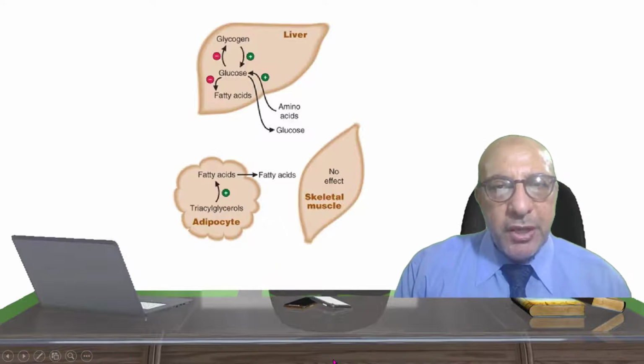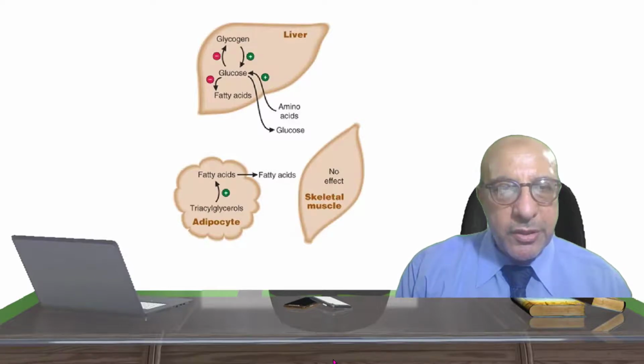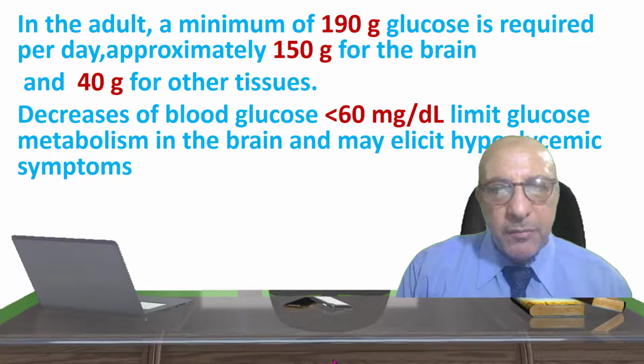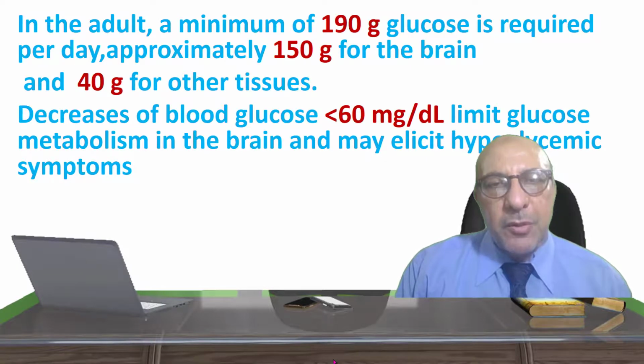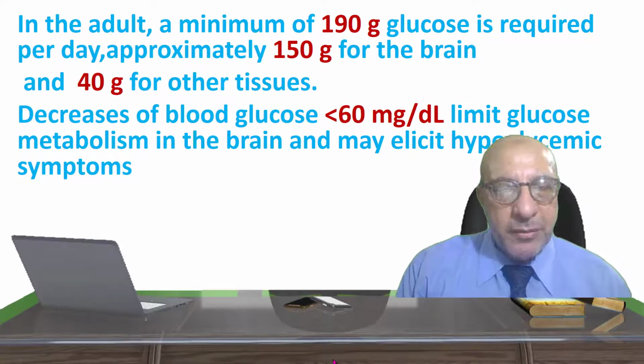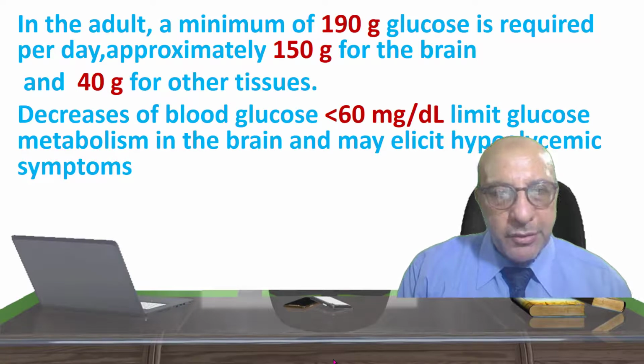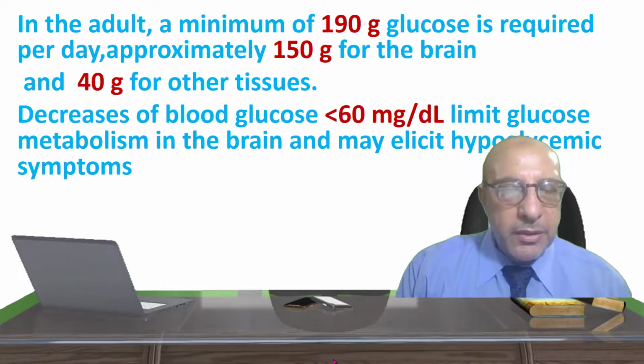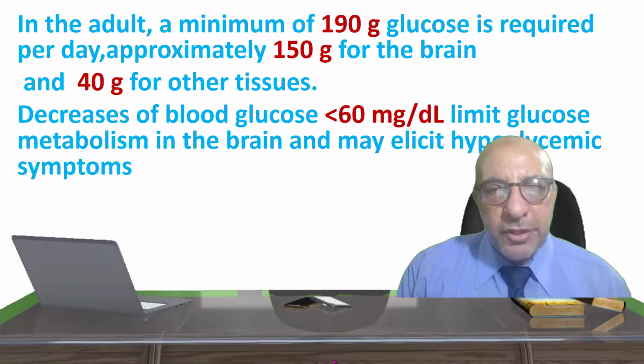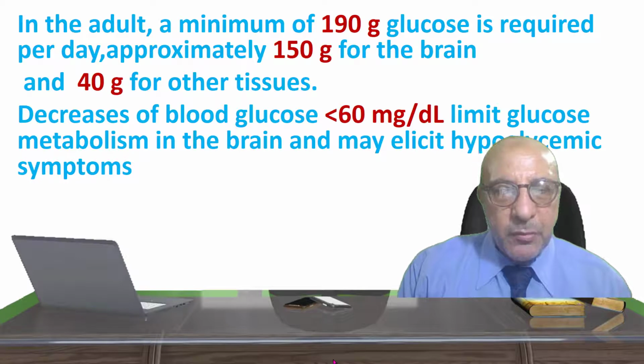Usually each day, about 190 grams of glucose is required for an adult. Most of it, about 150 grams, is used by the brain, and 40 grams is used by other tissues. A decrease of the blood glucose below 60 milligrams per deciliter will decrease the supply of glucose to the brain, resulting in hypoglycemia, which we discussed before in other lectures.